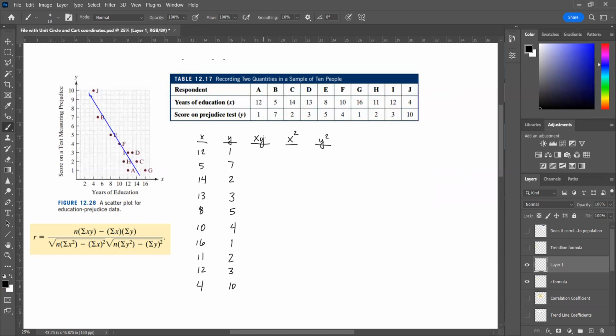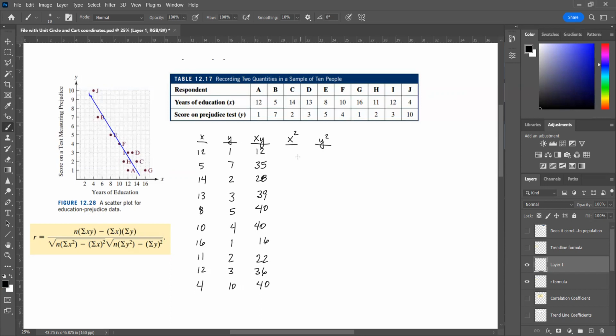And now I need x times y. So 12 times 1 is 12. 5 times 7 is 35. 14 times 2 is 28. 13 times 3 is 39. 8 times 5 is 40. 10 times 4 is also 40. 16 times 1 is 16. 11 times 2 is 22. 12 times 3 is 36. And 4 times 10 is 40.